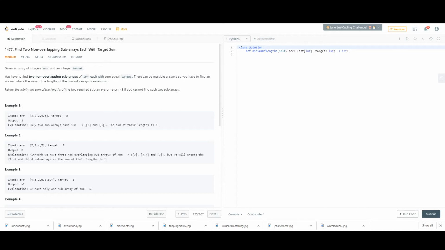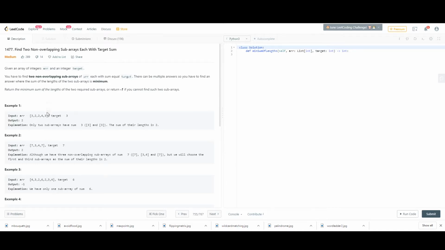Hello, hello. Today we're going to be talking about Leetcode problem 1477. Find two non-overlapping subarrays, each with target sum. So I think it's pretty easy conceptually. We have to find two non-overlapping subarrays such that the target is equal to the sum of those two subarrays. And if you can't find two subarrays, you return -1.